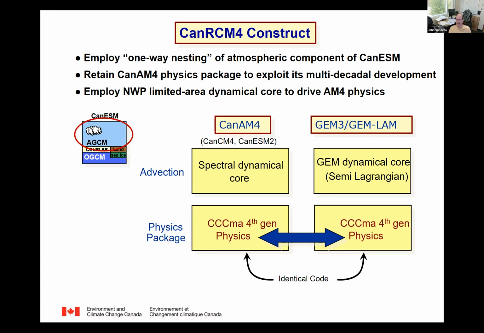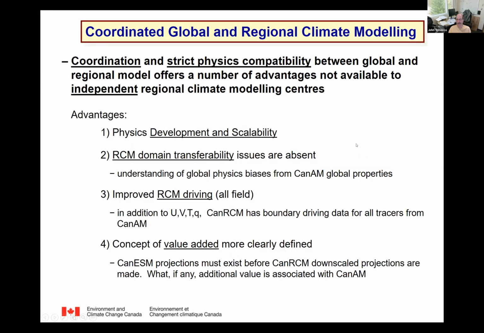The idea is that we would use the identical physics package, and at that time it was for CMIP5. That constituted our regional climate model, as this GEM model can run equally well globally and in limited area mode. The benefit we would suggest our approach has, with this strict physics compatibility between the global model and the regional model, is that it offers advantages. There are four of them listed here, and they would be advantages over, say, a group that does regional climate modeling by associating a global model with a regional model that doesn't use the same physics package.